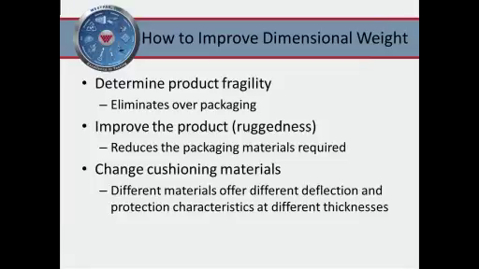So anything from improving 50 Gs to 60 Gs and cutting off half an inch from each box on each side might give you a better cube. But that's something you need to calculate, which we'll go over later as well.